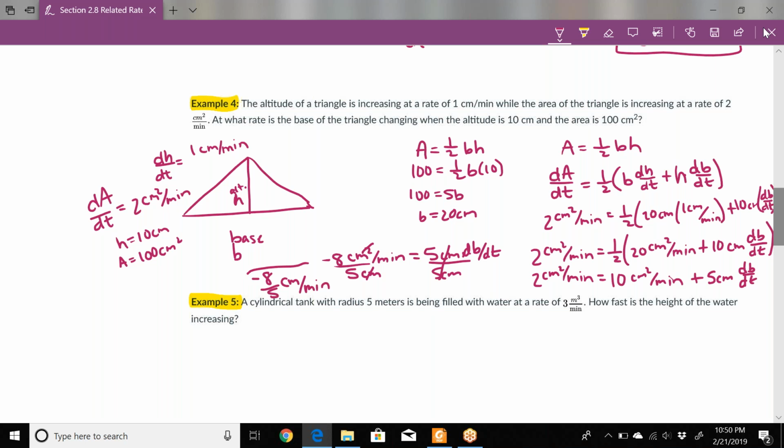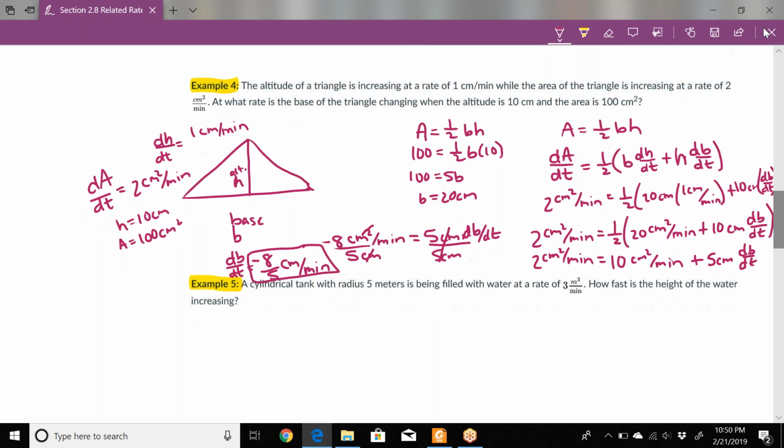So notice it is a rate of change. So that's dB/dt. That's the change in the base over time, which you could also write as negative 1.6 if they allow you to use decimals.